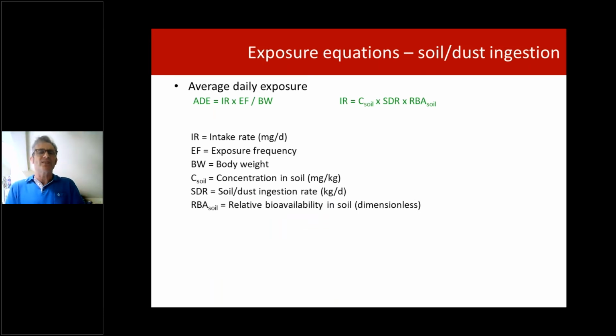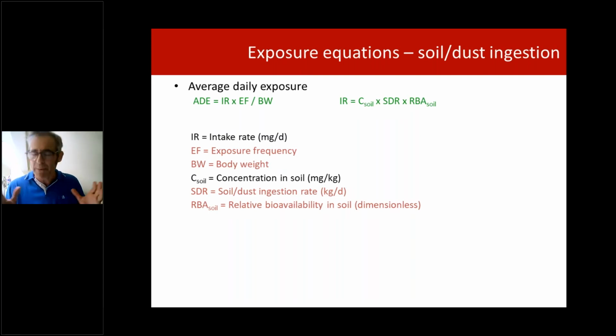Let's bring up those equations again for average daily exposure. So the average daily exposure equals intake rate times exposure frequency divided by body weight, and intake rate equals the concentration in soil times the amount of soil you eat times the relative bioavailability. Now, of those, intake rate kind of cancels out, if you like, and the concentration in soil is what we're trying to find. We're trying to find the soil assessment criteria. So that leaves us with 4 parameters. So when it comes to DQRA, we've got to make a change to one or more of those 4 parameters to make a difference to the assessment criteria. So let's take those one at a time.